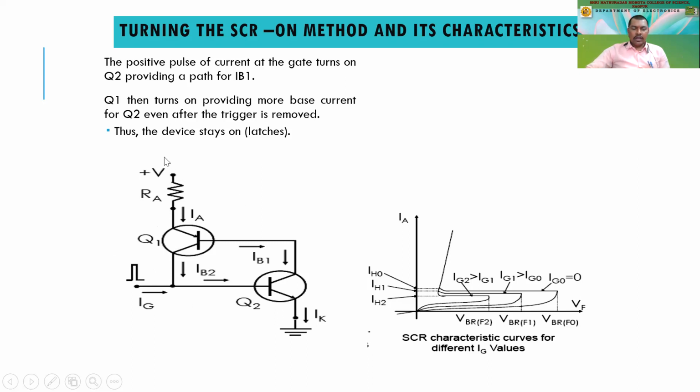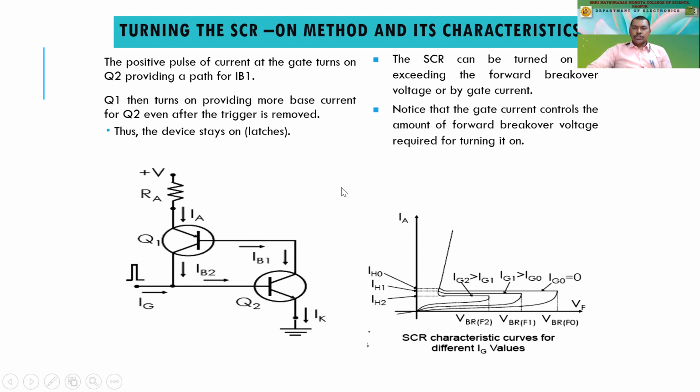As you see over here, we have anode voltage plus V, and the cathode is connected to ground. Here RA is connected as a load, that is the load resistance. To switch this on, we require a simple pulse. This is the gate pulse being applied, a high pulse. As soon as we get this high pulse, the transistor turns on, and then it continuously stays on. As you can see, the transistors are connected to each other, so there is a huge amount of current flowing through this transistor. And once it is switched on, it is very difficult to switch it off, right?